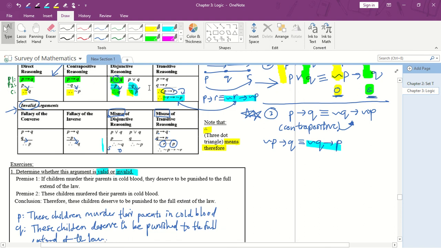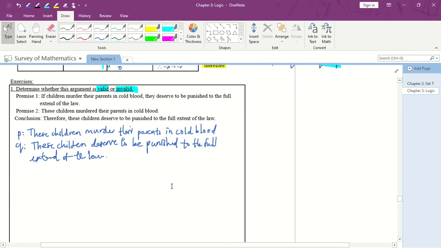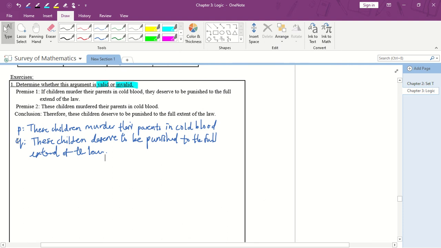Now we need to write this in symbolic form, just like here. Can you look at here? These are the forms. So how are we going to write it? Premise 1, or even without writing P1 is okay also: if children murder their parents in cold blood, which is P, they deserve to be punished to the full extent of the law, which is Q. You might be thinking, hey, we have if here, why don't we have the then here? It's okay without it, as long as it has if and a comma, which means it is a conditional statement.